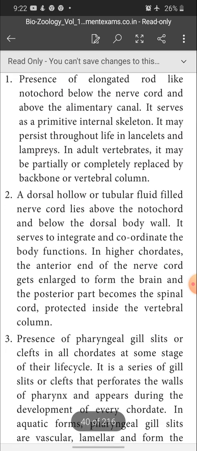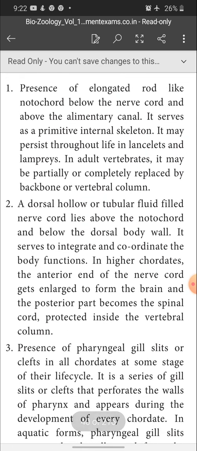One is the presence of an elongated rod-like notochord, the second is a dorsal, hollow or tubular, fluid-filled nerve cord, and the third is the presence of pharyngeal gill slits or clefts. These are the three fundamental features which we see in all the animals of Chordata. Let's see them one by one.